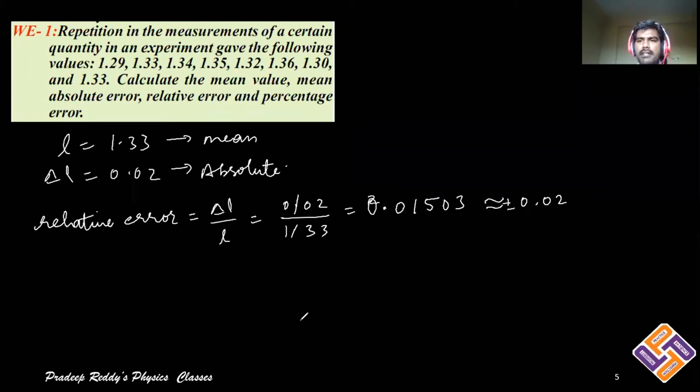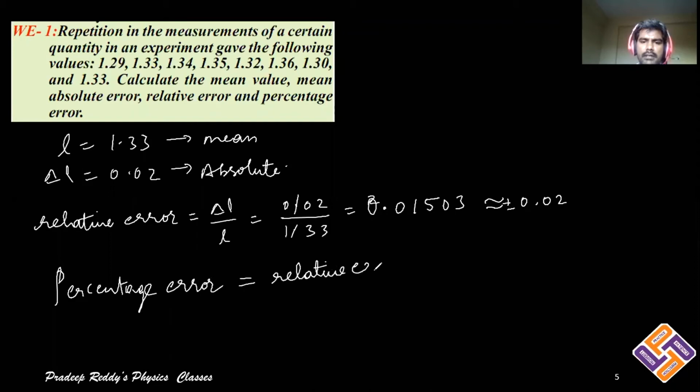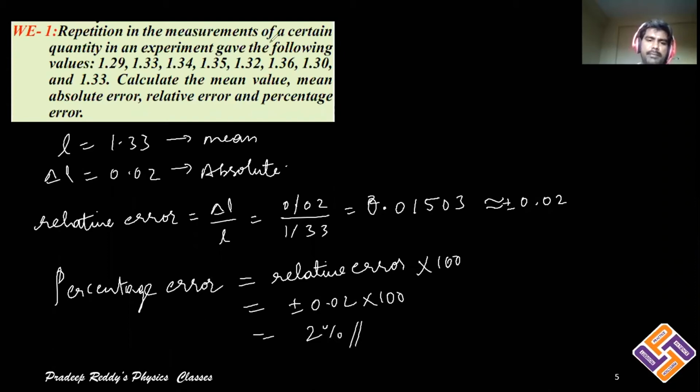That is the relative error. After finding the relative error, you should find the percentage error. Percentage error is equal to relative error into 100. This is plus or minus 0.02 into 100, which is equal to 2%. So the percentage error in doing this experiment is 2%.